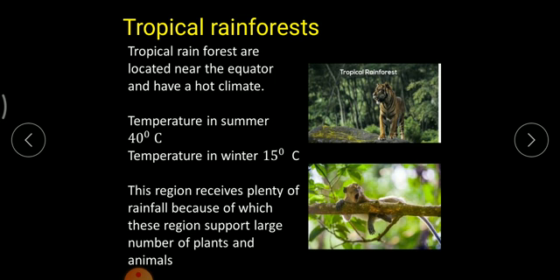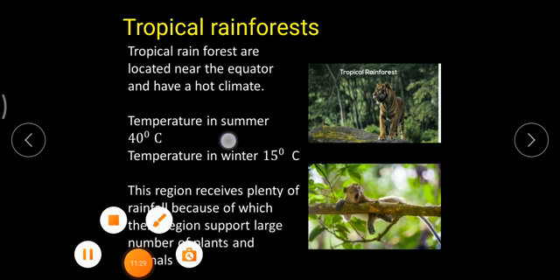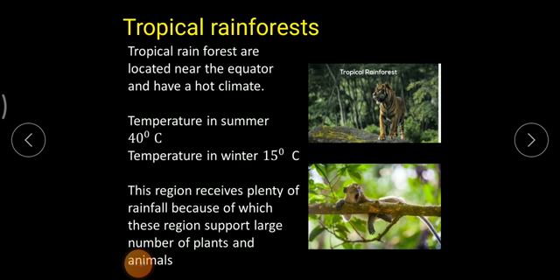Now, the other adaptations of animals which have been found in tropical rainforest. Now, what exactly are tropical rainforests? Tropical rainforests are located near the equator and have a hot climate. As you have seen in the structure of the globe, there is a line which is passing. That line is known as the equator. So whichever countries lie in that equator zone, that is a tropical region.